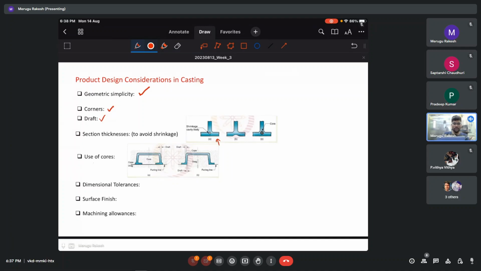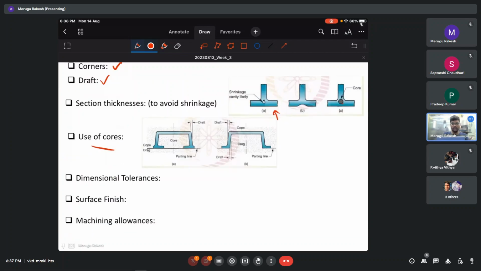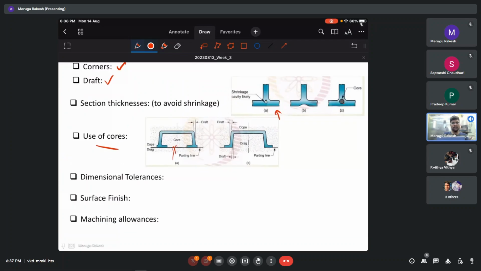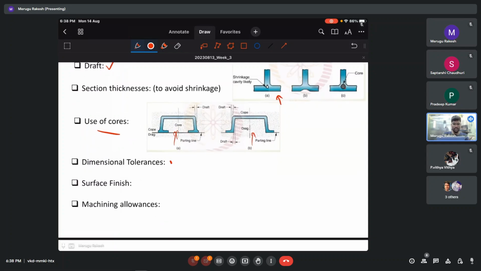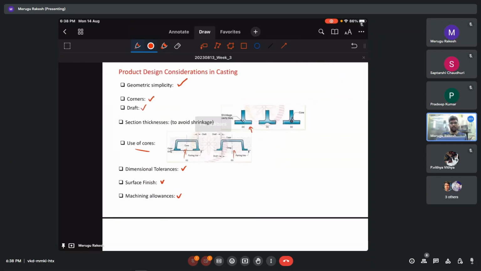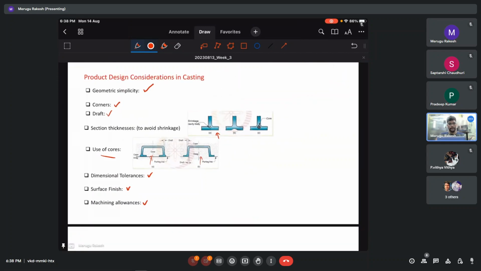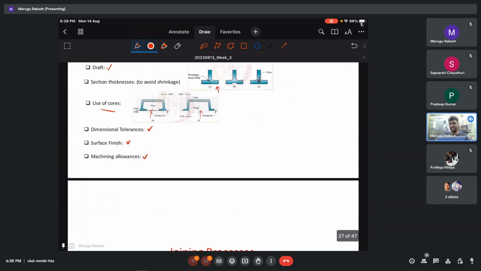Then, regarding the use of cores, we have to limit the use of cores. Here, this is one design in which you are using a core, and this is the same design in which you are not using a core. So this is a design facility. Then we have to look at the dimensional tolerance, surface finish, and meshing elements. Accordingly, you have to select the type of the process as well. So this is all about casting.